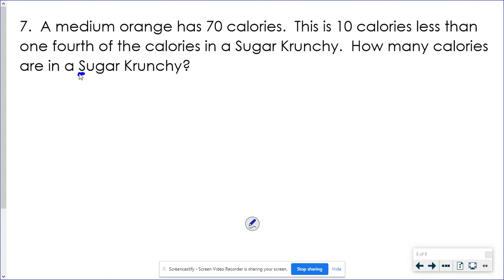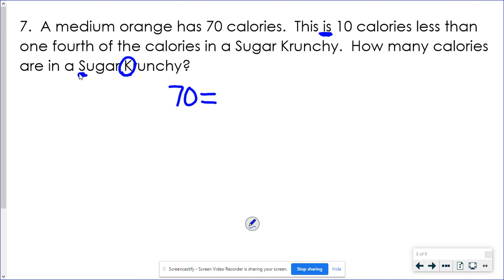I personally don't really like to use S's. I guess I would probably use the K for crunchy. So you can pick whatever variable you want. You can use an X or an N for any of these, but I'm going to try to pick one that makes more sense. So we're going to start with a medium orange has 70 calories. So the orange is 70. This is 10 calories less than 1/4 of the calories in a Sugar Crunchy.